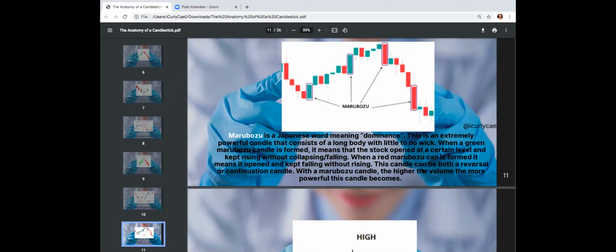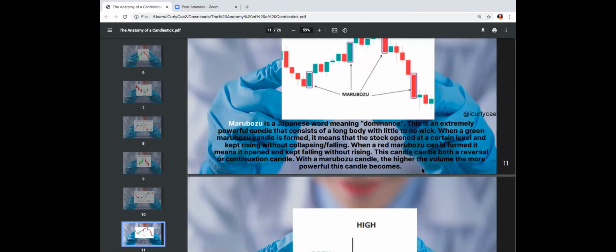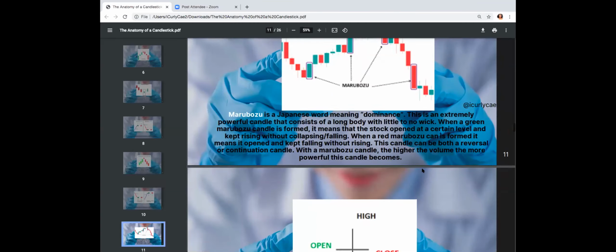This is an extremely powerful candle that consists of a long body with little to no wick. When a green Marubozu candle is formed, it means that the stock opened at a certain level and kept rising without collapsing or falling within itself. When a red Marubozu candle is formed, it means it opened and kept falling without rising. This candle can be both a reversal or a continuation candle. With the Marubozu candle, the higher the volume, the more powerful the candle becomes.